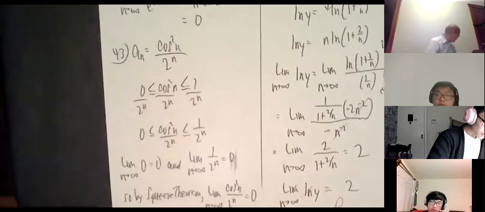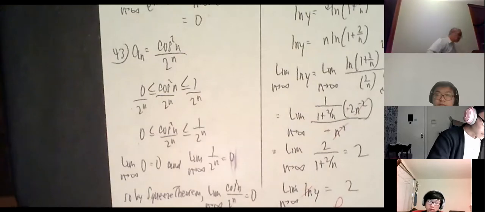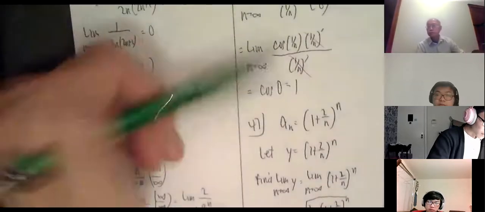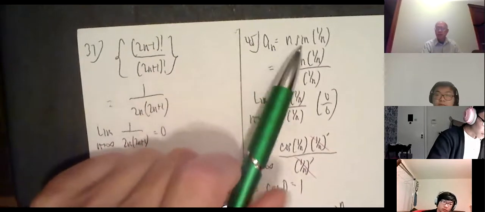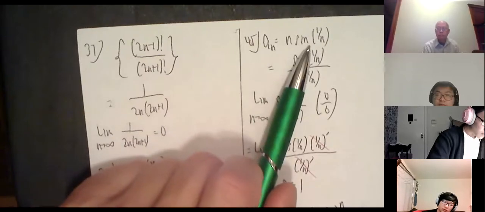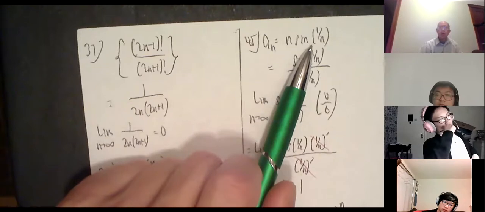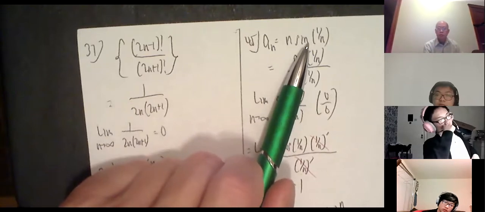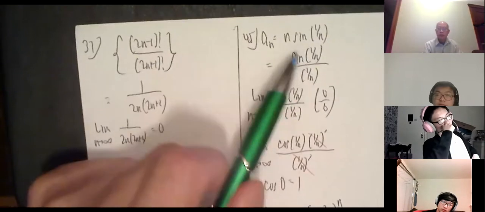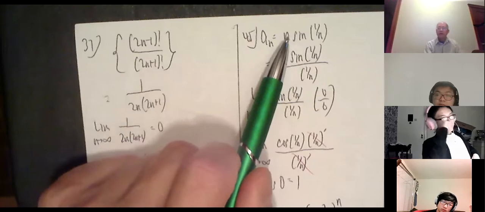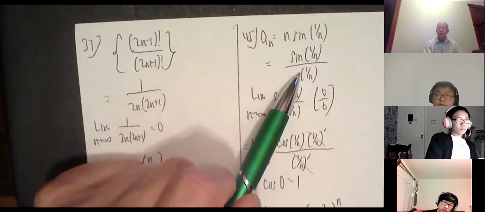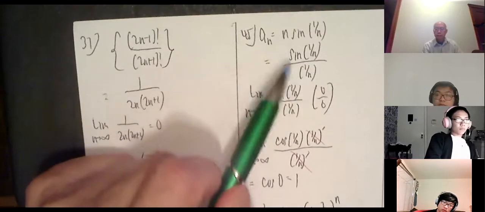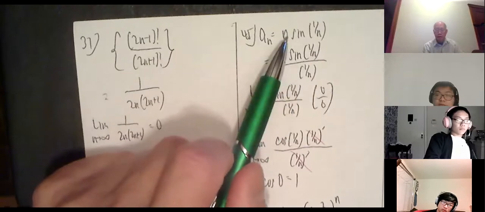Okay, 45 is kind of interesting, and I think this one matches, yes. A sub n is n sine of 1 over n. I want to use L'Hopital's rule, but there has to be a fraction. I force it to be a fraction, like this. Multiplying by n is the same as dividing by 1 over n. Do you agree? Divide by 1 over n, multiply by n over 1.